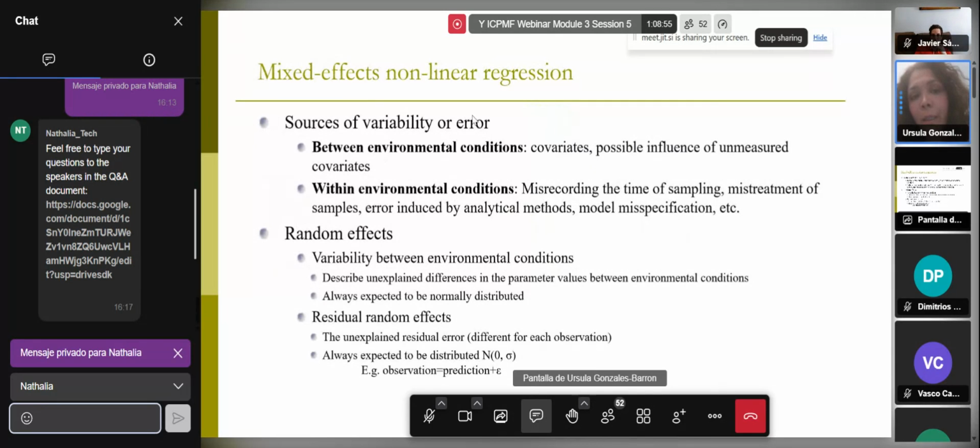What are the sources of variability? Between environmental conditions, it can be why we have residual error in the growth rate or residual error in the lag phase. It could be covariates that were not taken into account. So if you have different batches of food that you inoculated and the background flora is different, because it depends on the batch, then this will provide error to the between environmental conditions.